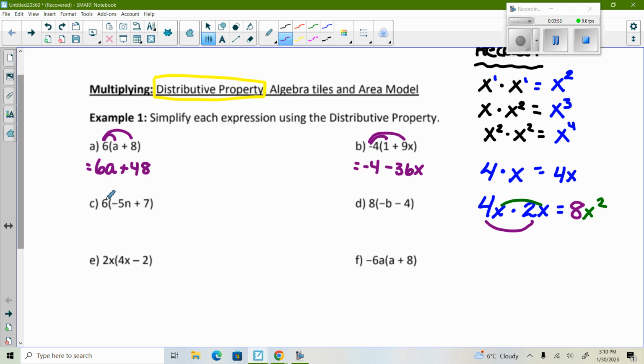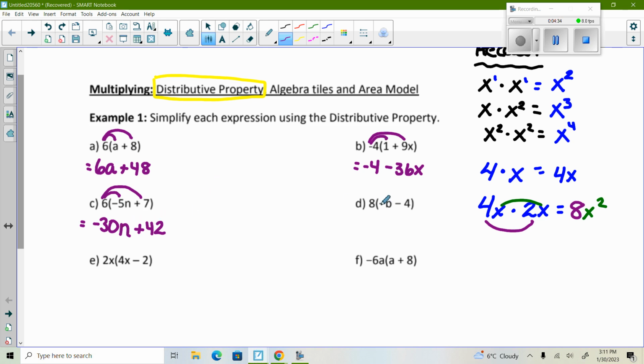Continuing on, I'm going to take this 6 and I'm going to multiply it by a negative 5n. So 6 times a negative 5 is a negative 30. And don't forget that we have this variable here. There's not one outside to multiply through, so I just keep that n. Then I take 6 times a positive 7. Well, that's a positive 42, so I just add 42. Okay, so treat them as two separate terms that you're multiplying. Okay, and write it as two completely separate terms, negative 30n and then a positive 42. So then it just works out to be negative 30n plus 42.